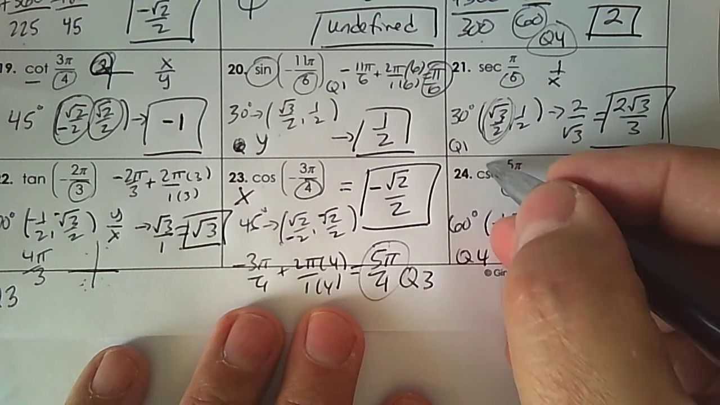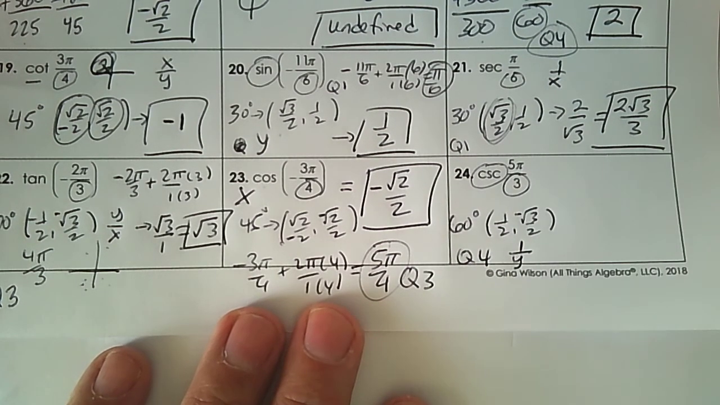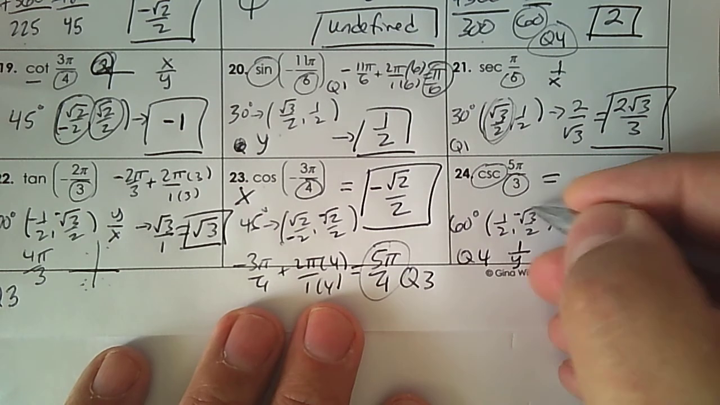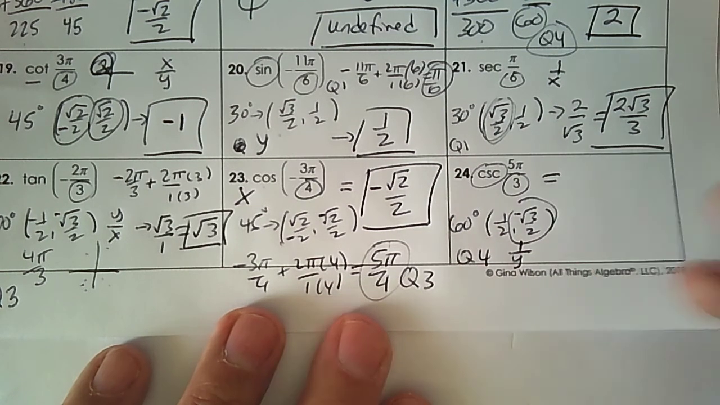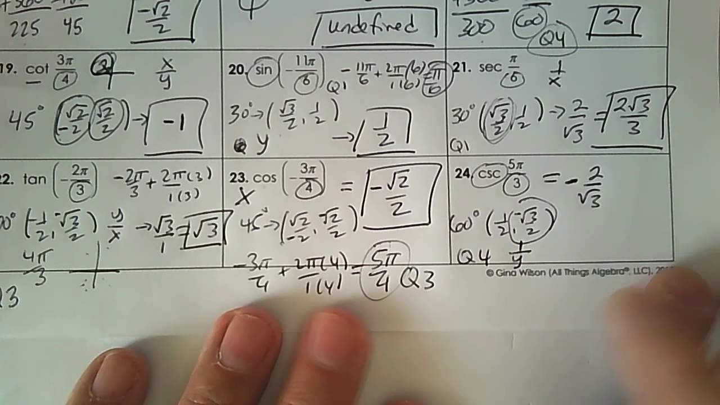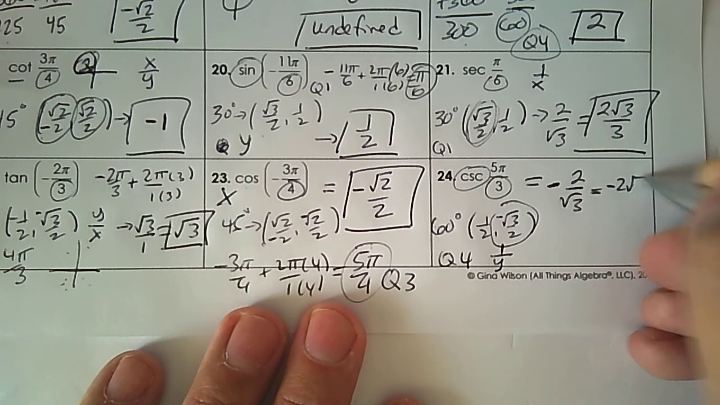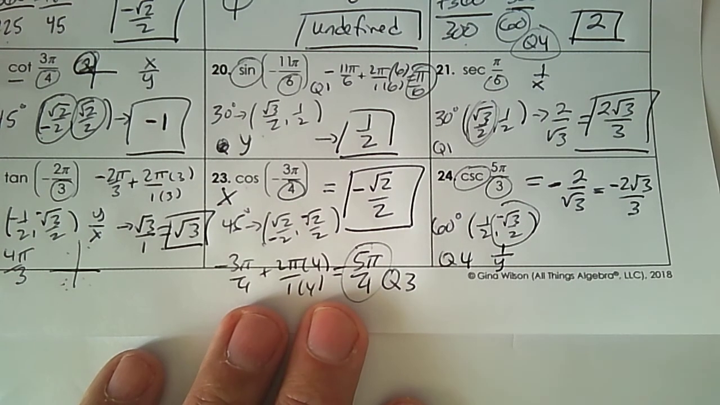Then I need to know the definition of cosecant, which is the reciprocal of sine. So it's the reciprocal of the y coordinate. So look at the y coordinate only and do the reciprocal. Reciprocal means the sign stays the same, so it stays negative. I do the reciprocal, and then I multiply top and bottom by root 3, and you have your answer.